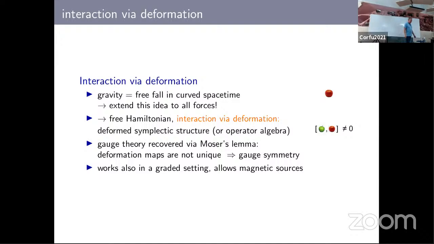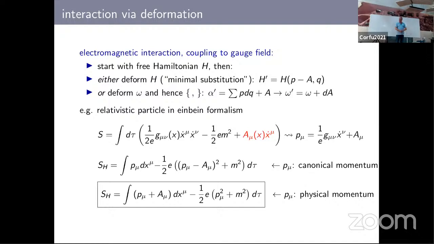All right, just a simple example, well-known electromagnetic interactions and the coupling to a gauge field. So you start with a free Hamiltonian, and then you would usually deform the Hamiltonian by just replacing the momentum by the covariant momentum. With the alternative approach, instead, what you could do is deform the symplectic structure and hence the Poisson brackets by adding in the gauge potential.